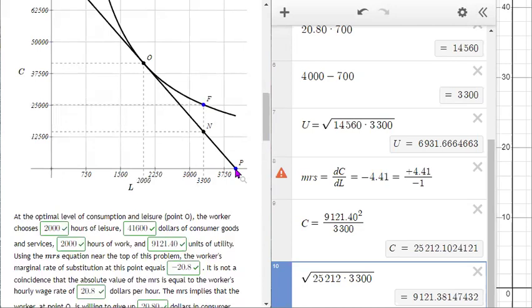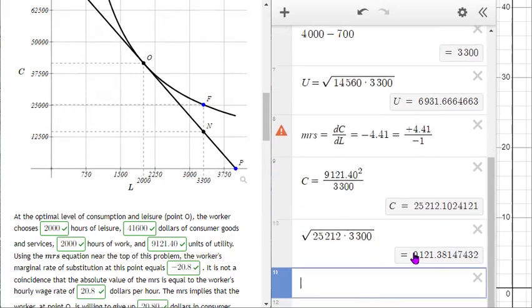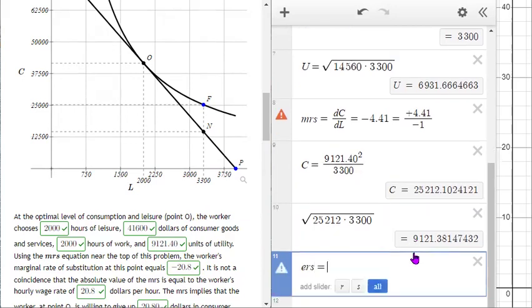This person is endowed with 4,000 hours, which can be devoted toward work or leisure. At point P, total hours available for leisure is 4,000. At point F, leisure is 3,300. So the run here is 700, 4,000 minus 3,300. What I'm going to do down here is create the slope, and we call the slope the economic rate of substitution.